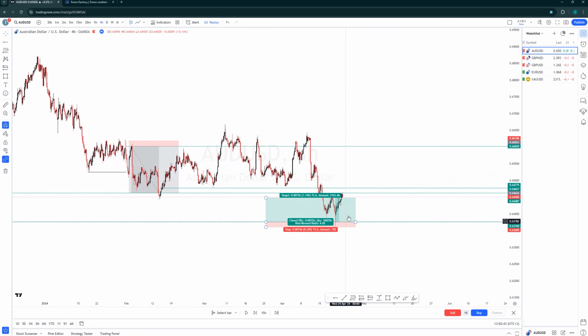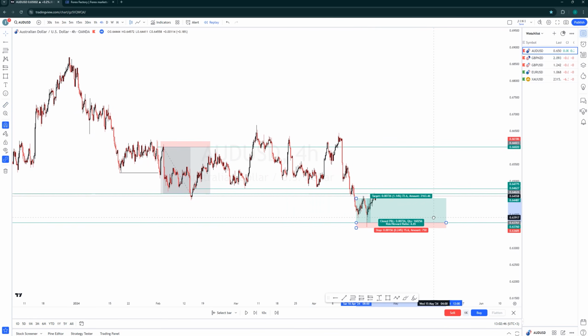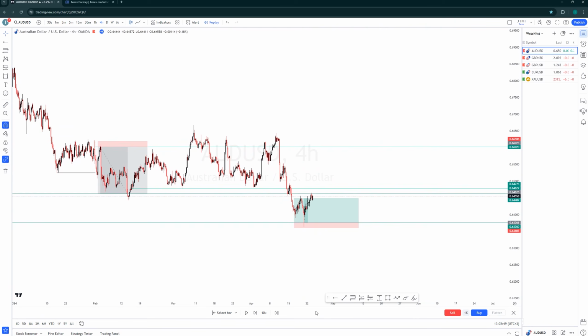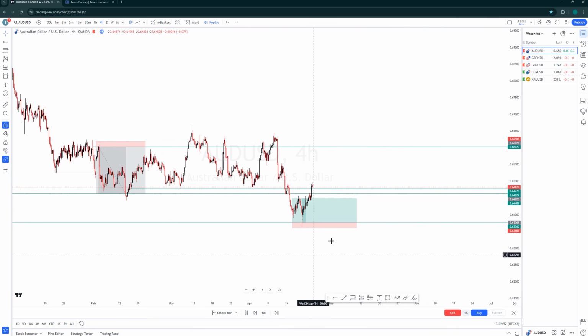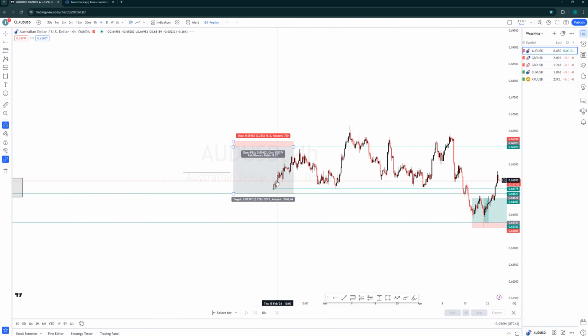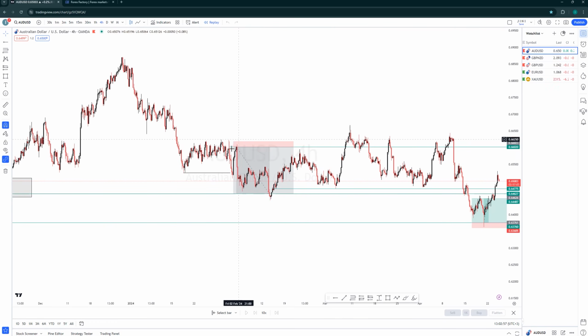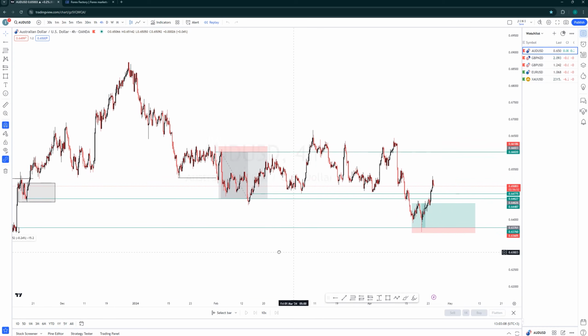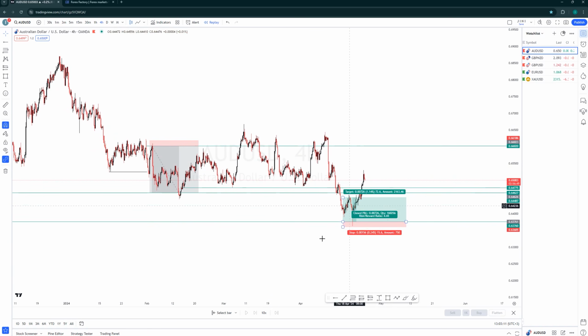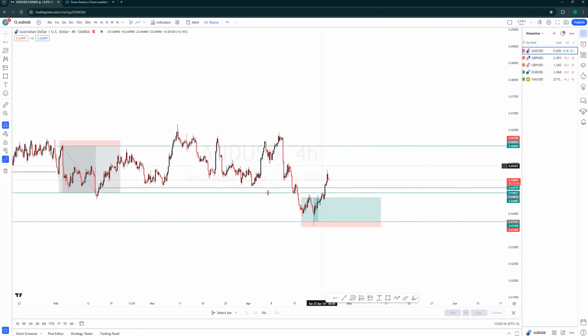As you can see, the price did take our entry and now the price is landing, and that is how we managed to take this sell entry, which I posted on my Instagram. I think it was, if not last week, maybe previous weeks ago. So this is how this AUD USD managed to take this trade.